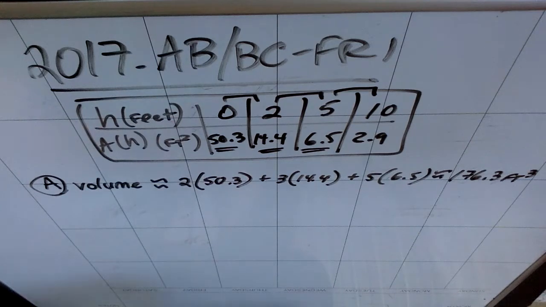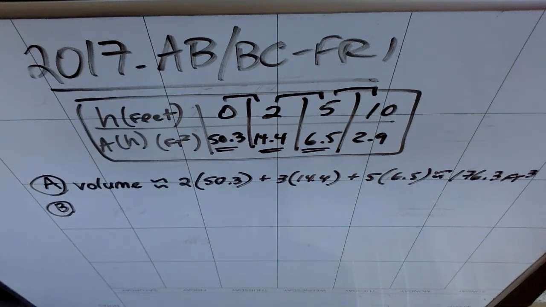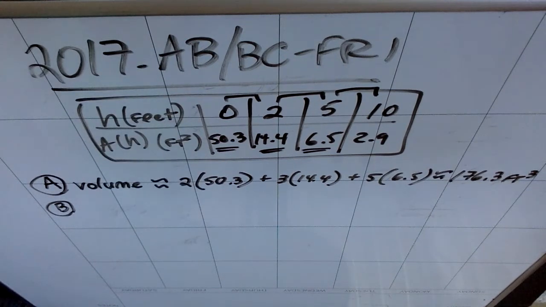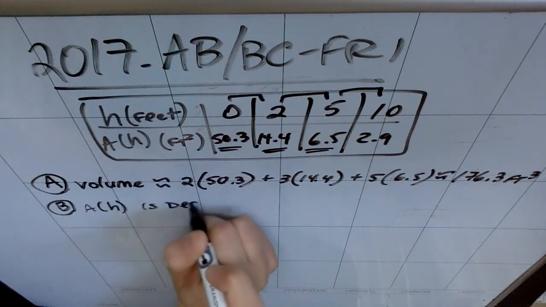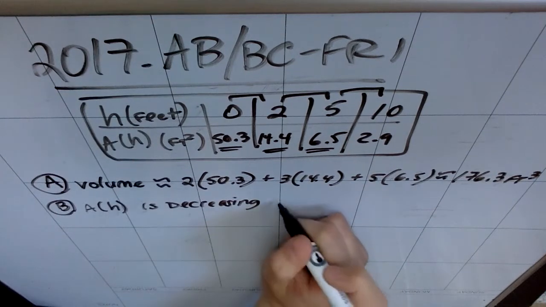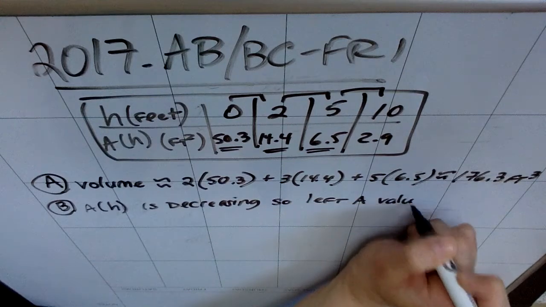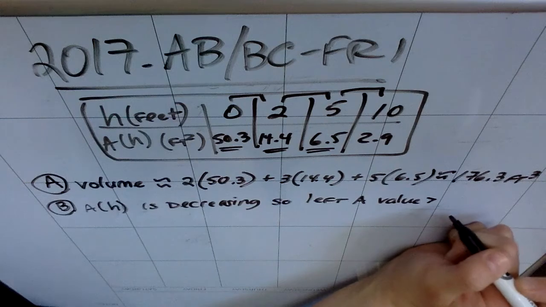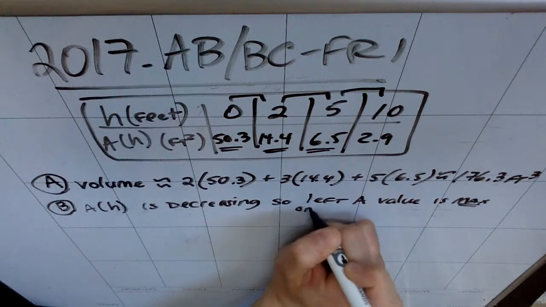Part B. Does the approximation in part A overestimate or underestimate the volume of the tank? Explain your reasoning. Okay, so underestimating and overestimating can be about a bunch of different things. But in the case of LRAM and RRAM, when we talk about under or overestimating, what I want you to notice is that A of h is decreasing. They specifically went out of their way to say that as the tank gets taller, the cross-sectional area gets smaller. So the left A value is always greater than the rest, it's always the max on any given interval.